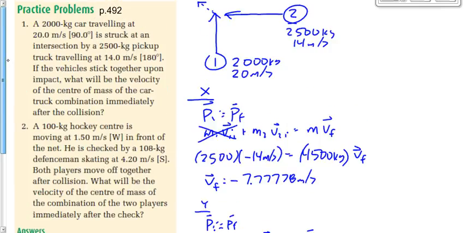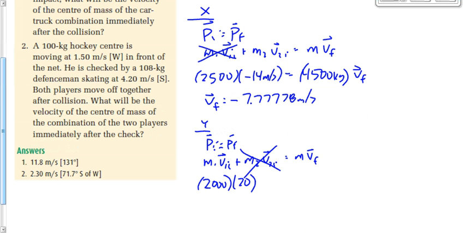M2 is 2,500 kilograms. What's V2i? Dickie, what's V2i? Zero, right. We're looking at the y component and ignoring anything on the x component, so we're going to drop this. The combined mass is still 4,500 kilograms times Vf. We solve for Vf here.